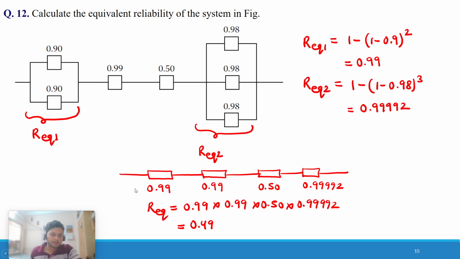I hope you all are able to get this. This is a very simple trick. You have to just keep in mind that for series combination you have to multiply each individual term, and for parallel terms you have to subtract each from 1 and then multiply, like this one: 0.98, you have to do 1 minus 0.98, and however many parallel terms there are, you have to just multiply that. I think you all are able to get it.